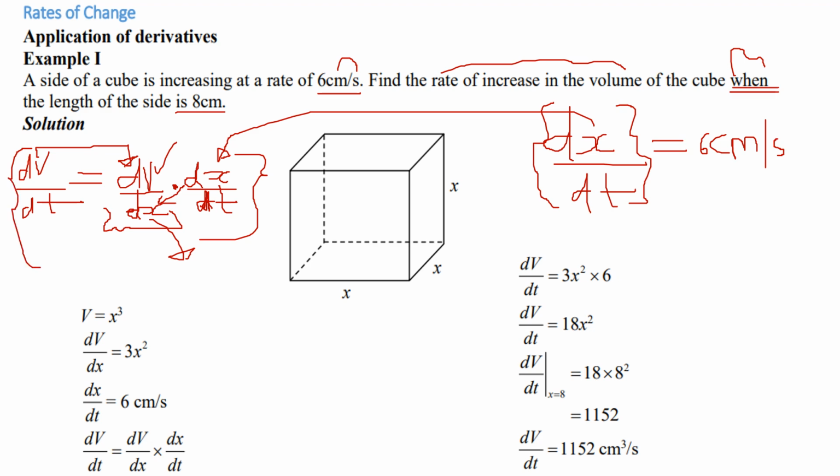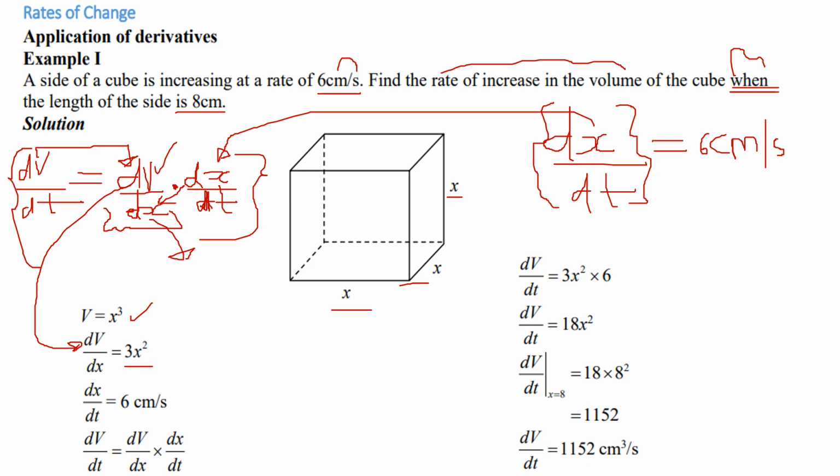So we are going to say that the volume of a cube, since all sides of a cube are equal, we label everything x. So the volume of a cube is going to be given by x cubed. But since we want dV/dx, we can differentiate, since we only have one variable which is x. So differentiating with respect to x, you get 3x squared.